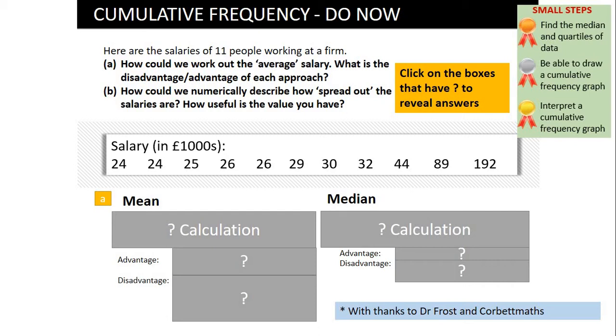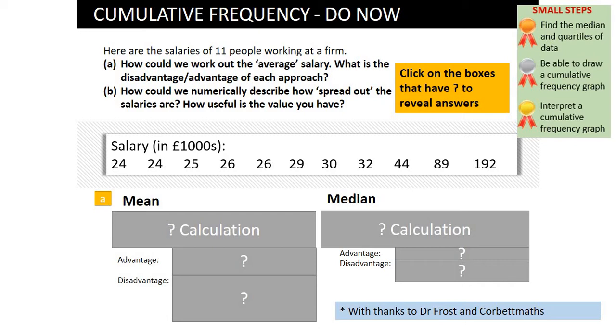In your exercise books, can you pop cumulative frequency as a title and underline it and be ready to have a go at this do now task. If you can pause the video while you have a read through and then start playing again when you want to go through the answers.